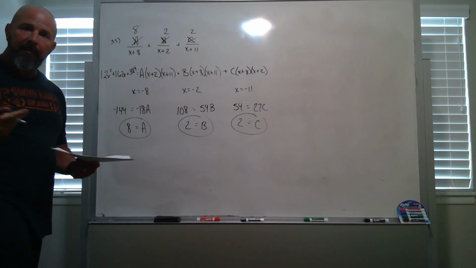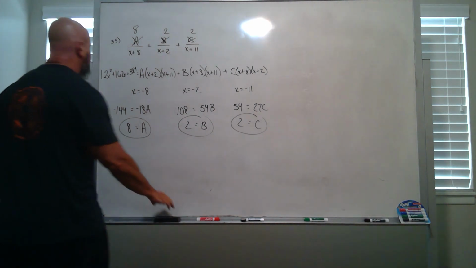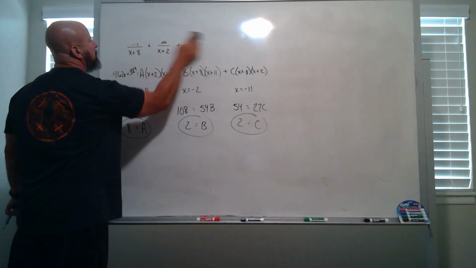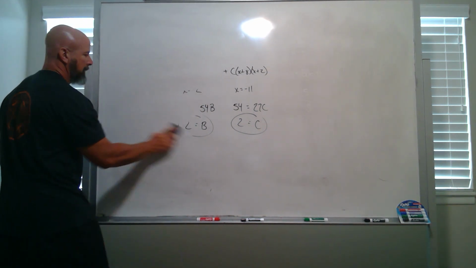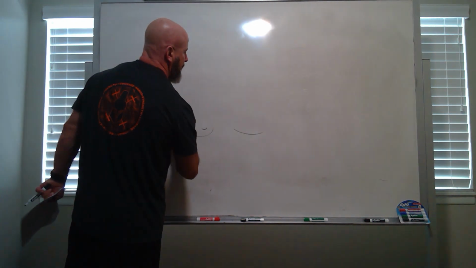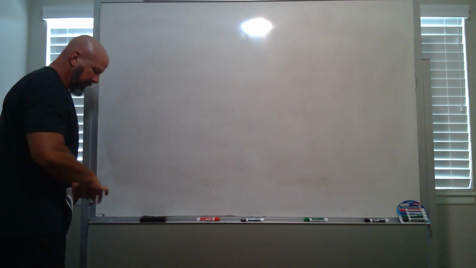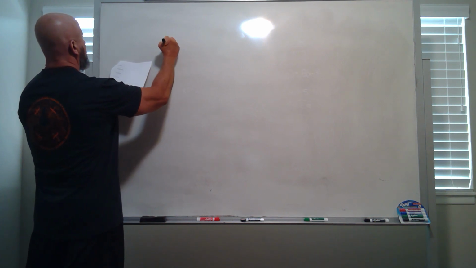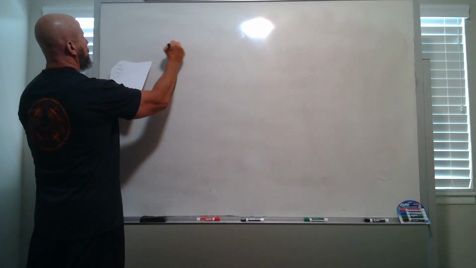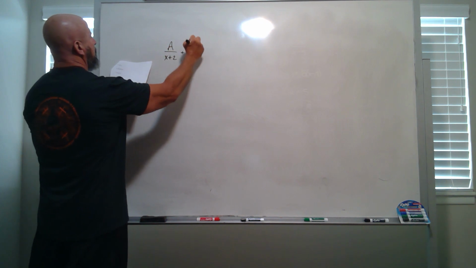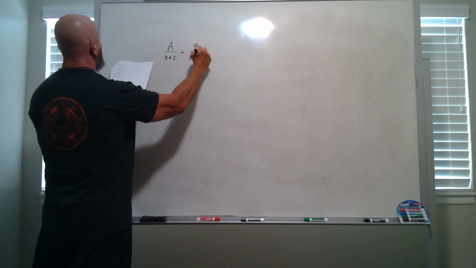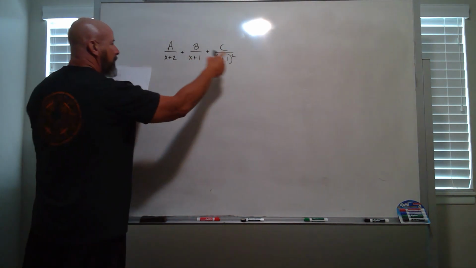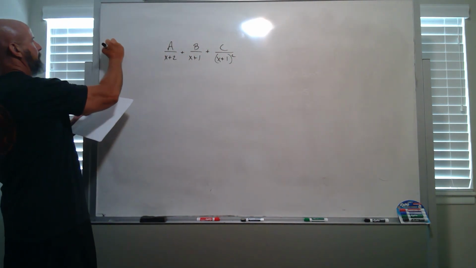36, I've got a repeated factor in there. That x, I should have read that right, x plus 1 squared. So with that x plus 1 squared, I know I'm going to have an A over x plus 2, a B over x plus 1, and a C over x plus 1 squared. So when we had that repeater, we had to count up to it.